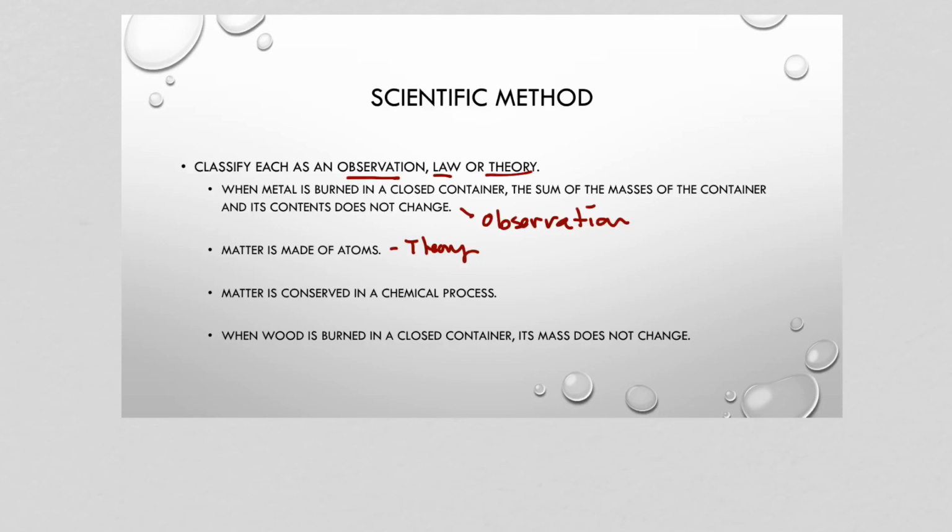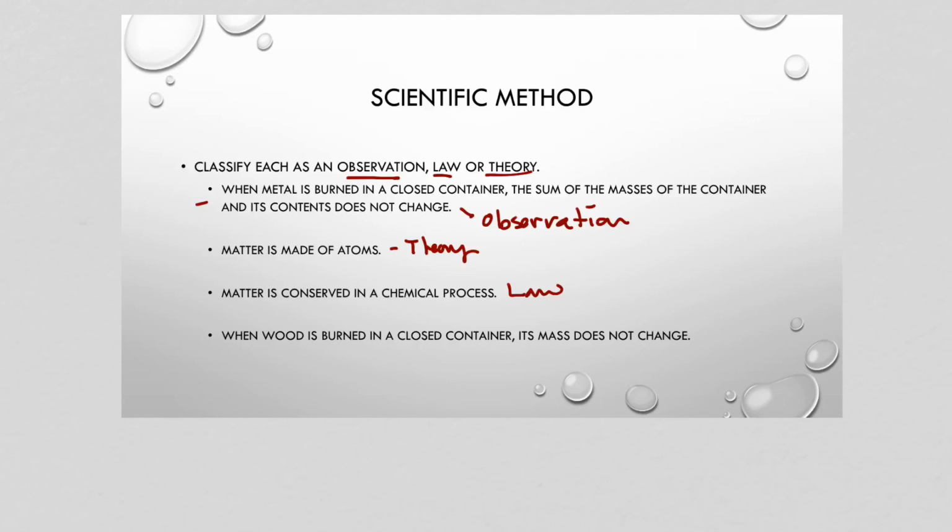Matter is conserved in a chemical process. Well, this is a law, right? So this is a general summation of what we see up here, right? This observation is a specific example of this law, that matter is conserved in a chemical process.